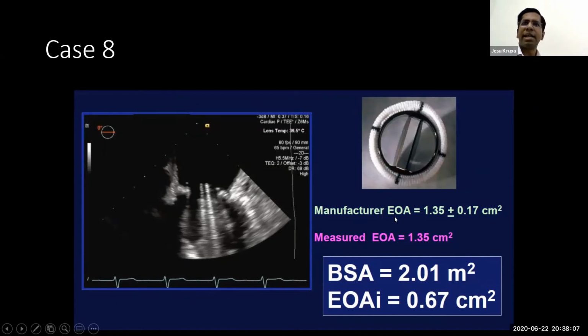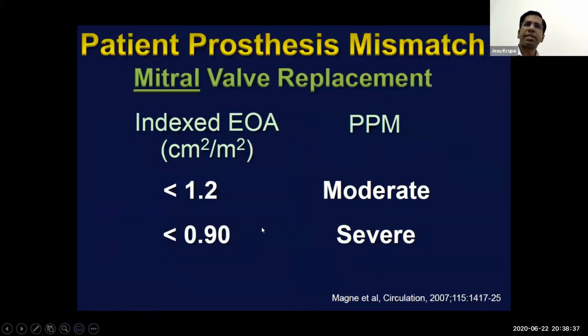So every valve has a particular EOA which the valve is supposed to have. That is the effective orifice area. Now, what is measured is almost the same as that, which means there is nothing really wrong with the valve. But what is the problem? The problem is the patient's body surface area is 2.01, which means his indexed effective orifice area is only 0.67, which is markedly a small valve. So this is extreme patient prosthesis mismatch.